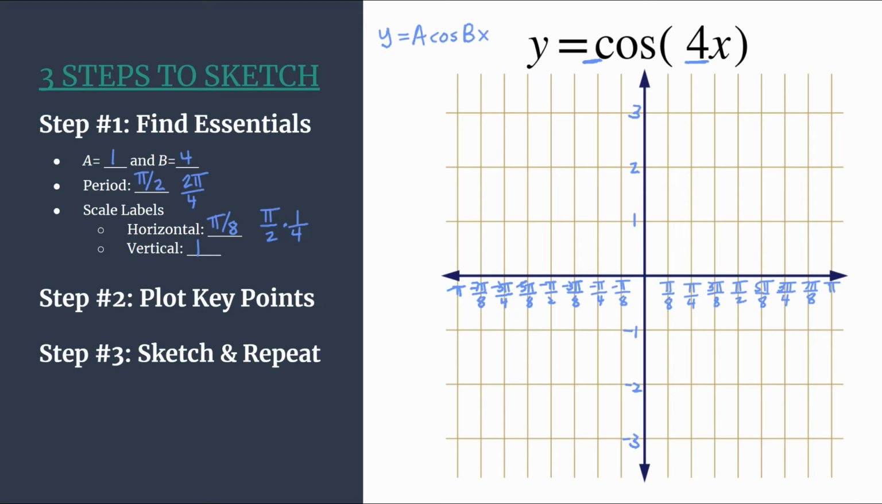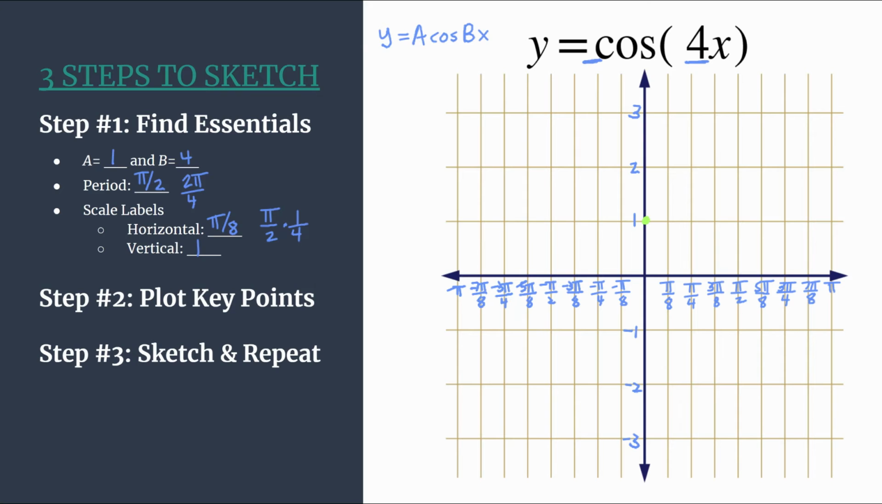And for cosine, we know our base pattern is going to be maximum, 0, minimum, 0. And we noticed that we did not have a reflection, or hopefully you noticed that, since A is positive, not negative. And so we know we can stick with that base pattern. So we can plot our first key point on the y-axis, and we know its y-coordinate will be whatever A is. So in this case, our first point is going to be our maximum, and it'll happen at (0, 1).